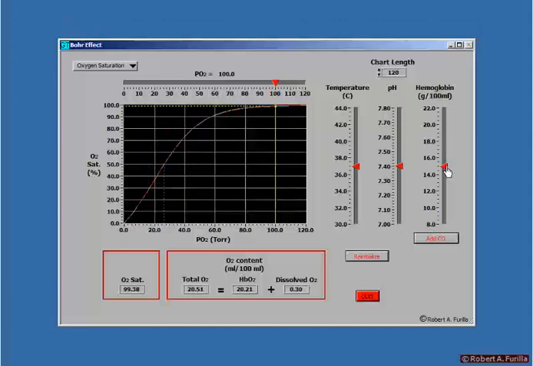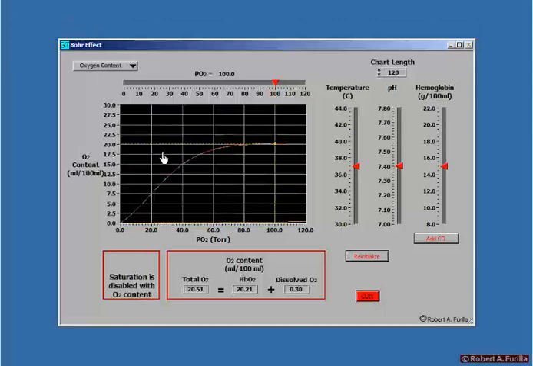Now, if I increase the hemoglobin concentration, I see nothing happening. The content has gone up. It's now up to 30 volumes percent. But there's no change in the saturation. Saturation depends on partial pressure of oxygen, not on hemoglobin concentration. At this point, I'm going to switch to oxygen content. Now I'm looking at oxygen content here at about 20 volumes percent, and there's my PO2 again. And this tiny little orange line here, it's hardly visible, is the dissolved oxygen, 0.3 milliliters of oxygen per 100 milliliters of blood.